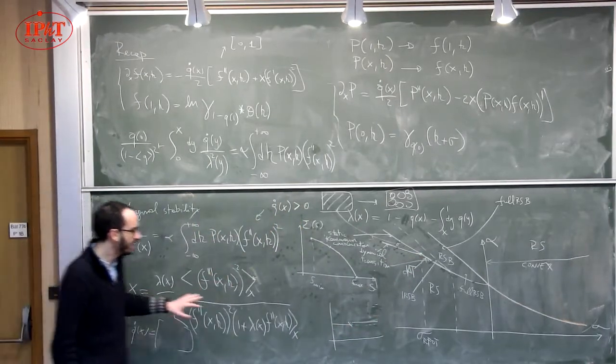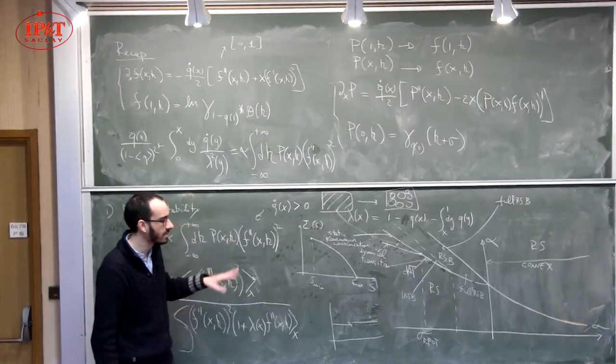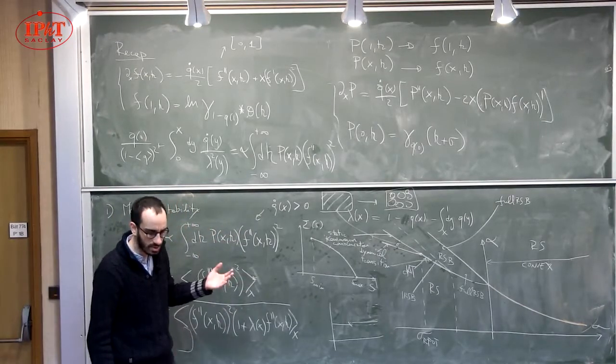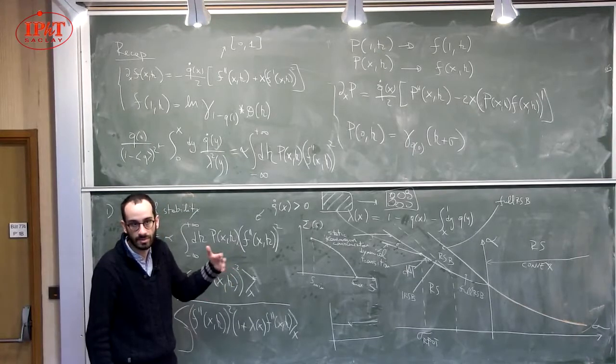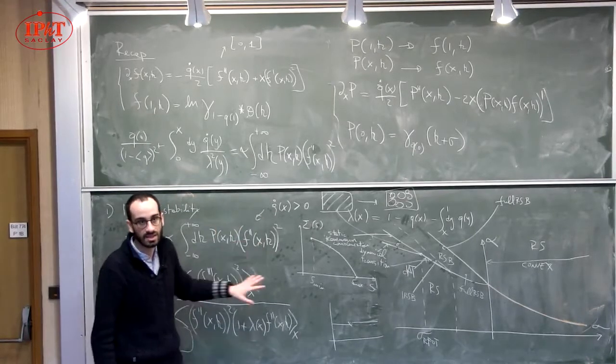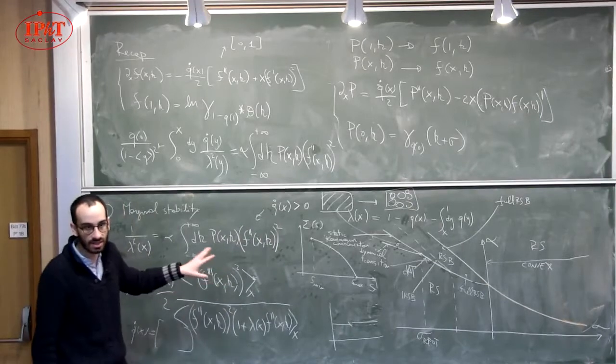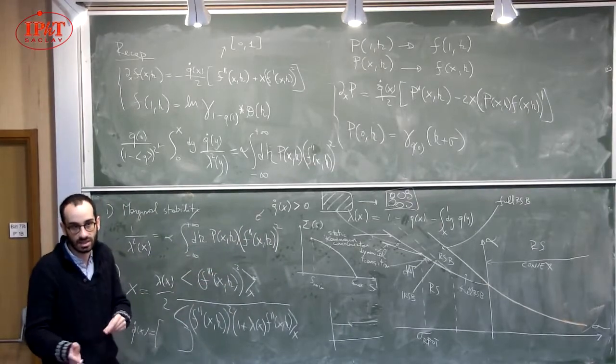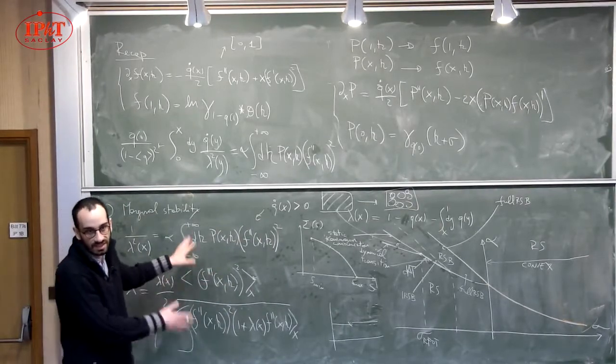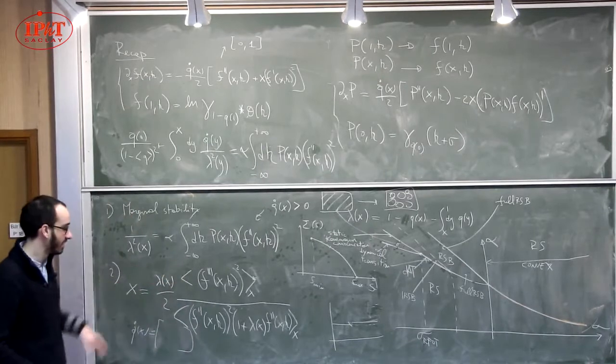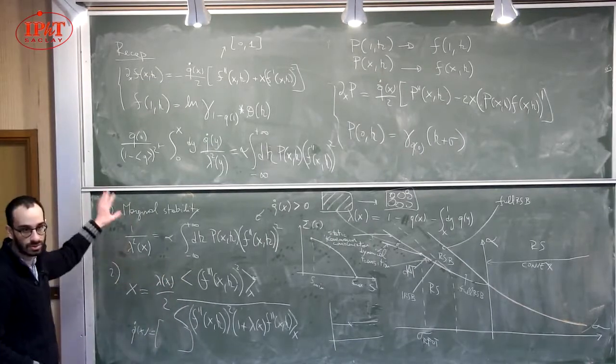So this line of reasoning, I think, was introduced by Sommers. There are a series of papers of Sommers where he does everything in the Sherrington-Kirkpatrick model, and we did it in the perceptron. But this is a kind of recipe to get the phase diagram.